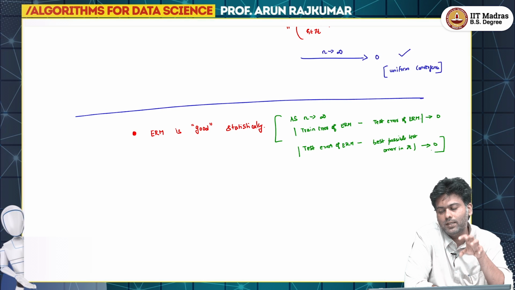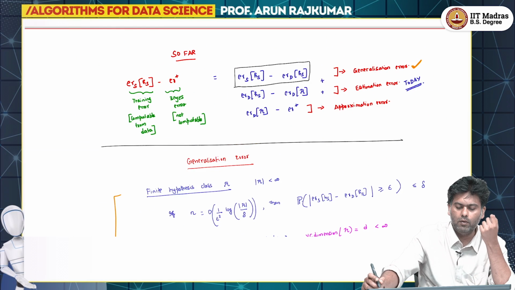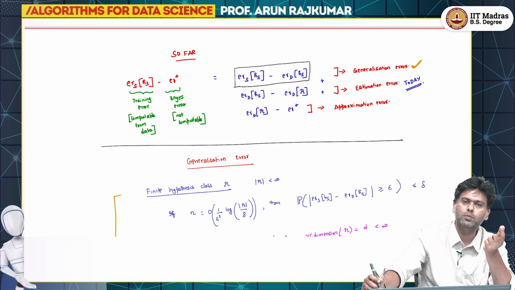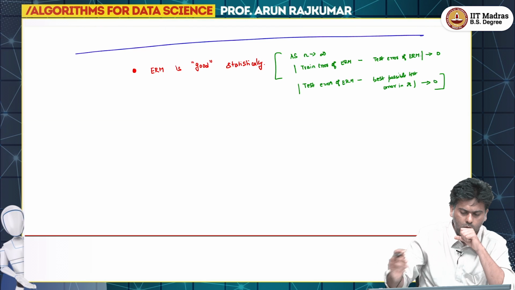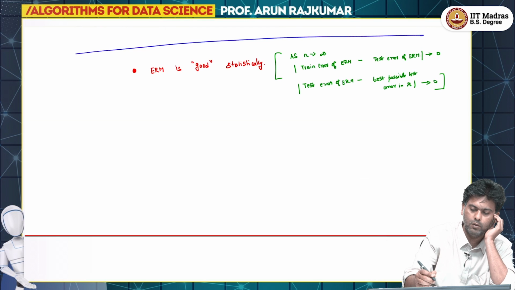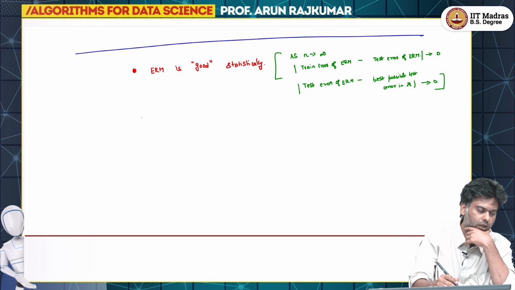If you go back to where we started, we said that our training error minus base error is divided into three parts: generalization, estimation, and approximation. Now what we are saying is that as I get more and more samples, my generalization error goes to 0 and my estimation error goes to 0. Those two are what we have said so far in a statistical sense. So when I say good, it means that it has good statistical properties.